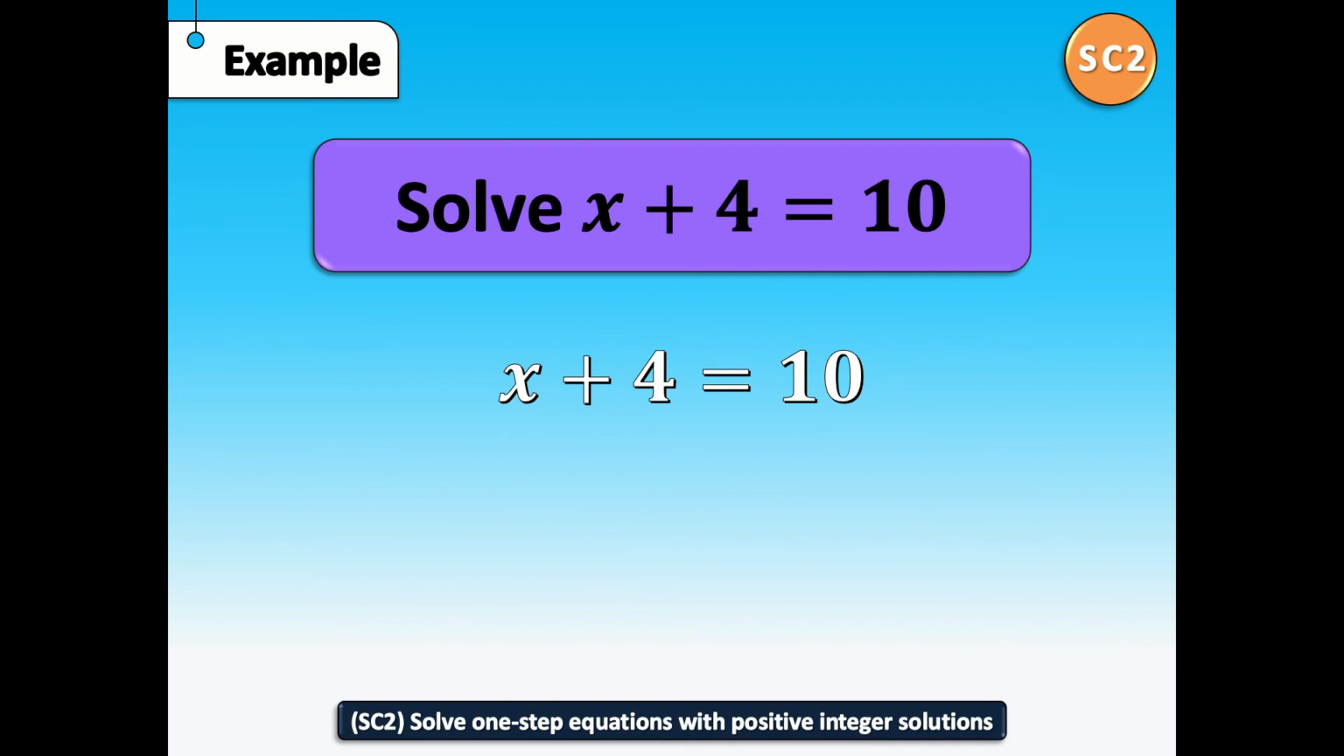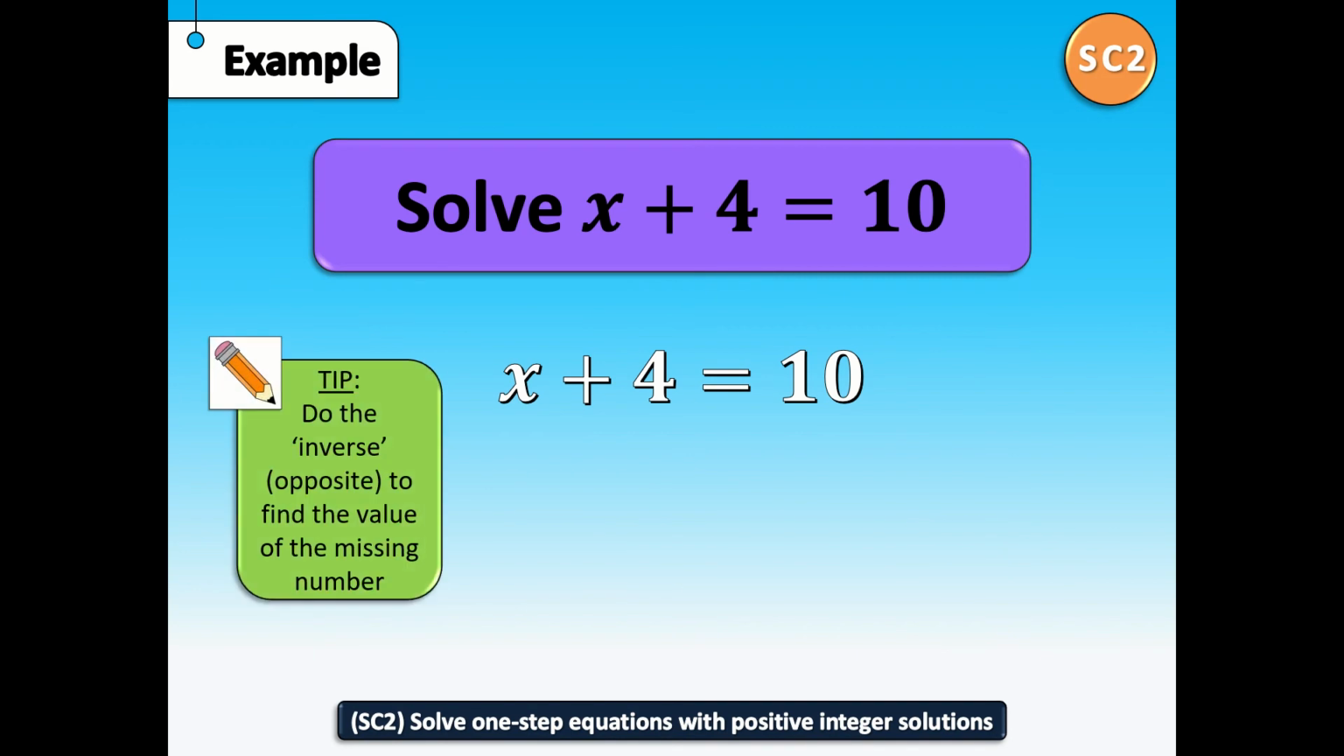So if we want to solve this equation, we do the inverse of adding 4, which is taking away 4. So we do 10 take away 4. So the answer is x equals 6.